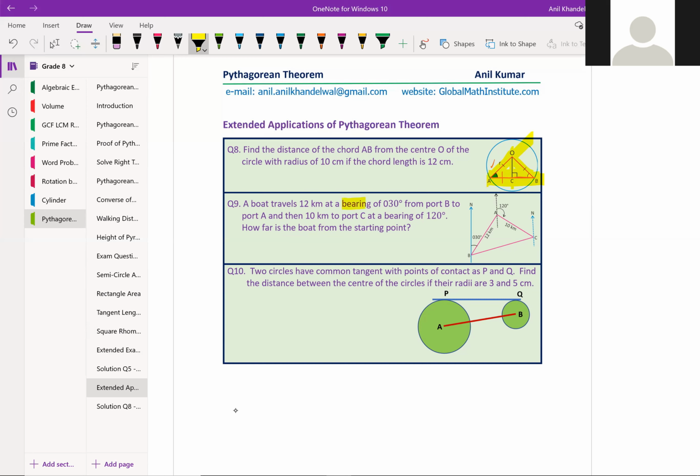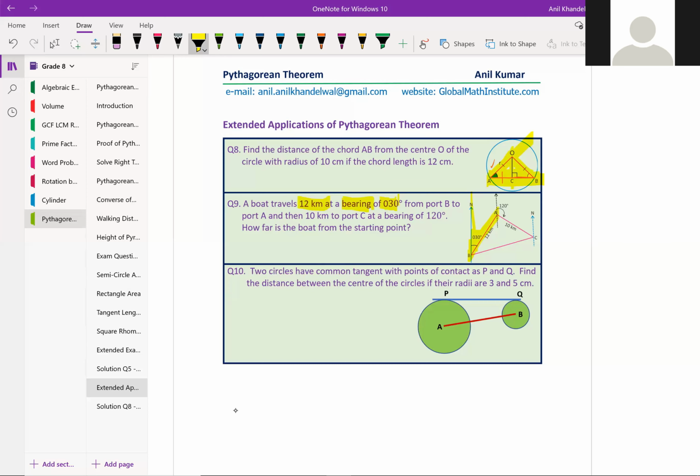Now, bearing angle is always measured from north, and it is written in 3 digits, right? 030. We are not writing 30 degrees. 0, 3, 0 degrees, okay? So it is measured clockwise from north. So when I say a boat traveled 12 kilometers at a bearing of 030 degrees, that means from north, it is 30 degrees as shown here. And the distance is 12 kilometers. Do you get that idea now?